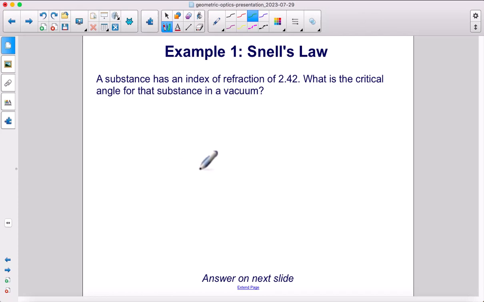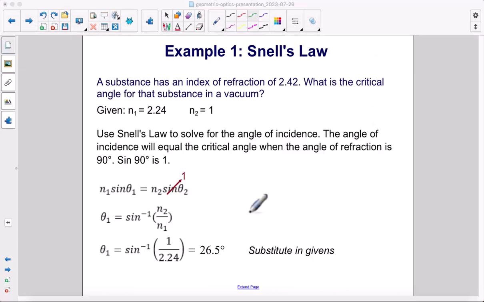A substance has an index of refraction of 2.42. What is the critical angle for that substance in a vacuum? We're going to use Snell's law to solve for the angle of incidence, this angle here. The angle of incidence will equal the critical angle when the angle of refraction is 90 degrees. Since sine of 90 degrees is 1, we can just take this whole term, make it 1. So therefore, we're solving now for theta 1.